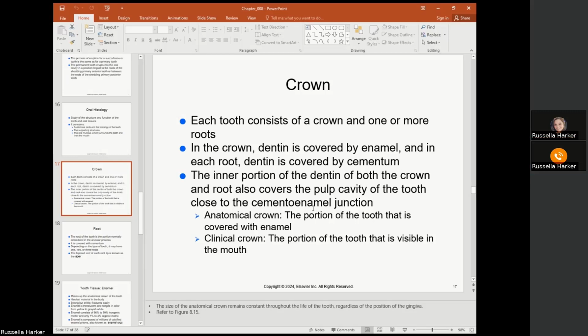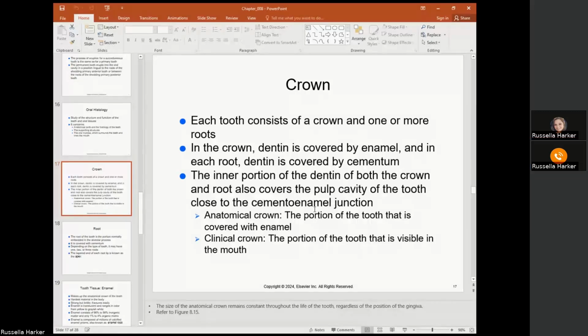An anatomical crown is the portion of the tooth that is covered with enamel. The clinical crown is the portion of the tooth that is visible in the mouth. They might seem like the same thing, but when the tooth erupts naturally into the mouth, that whole crown is covered in enamel, and that whole crown is both the clinical and anatomical crown. As we age, we have recession, and the gums will start to recede and the tooth will start to look longer.